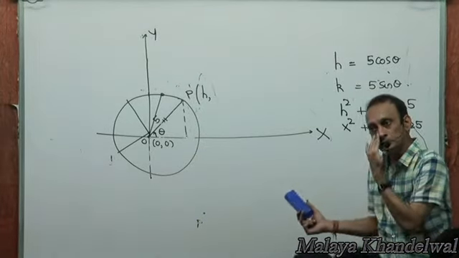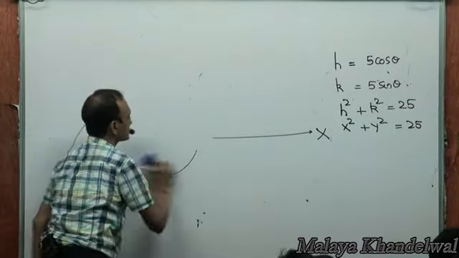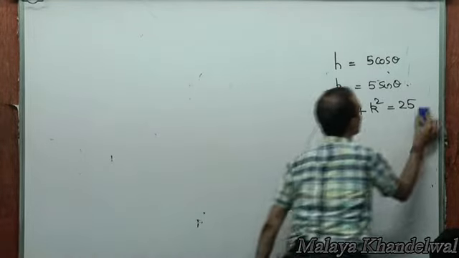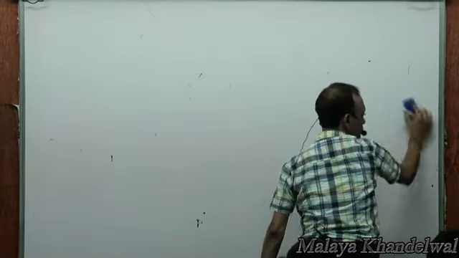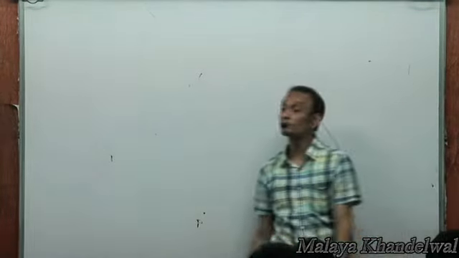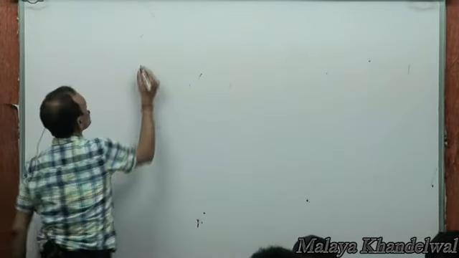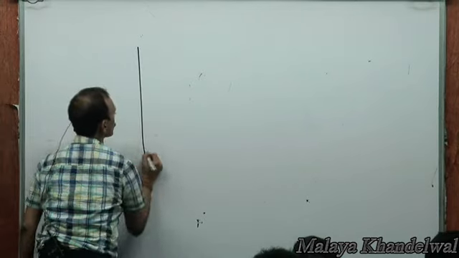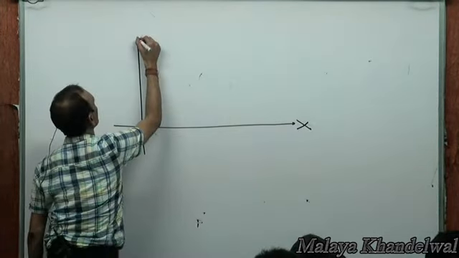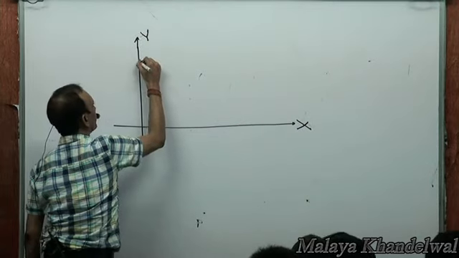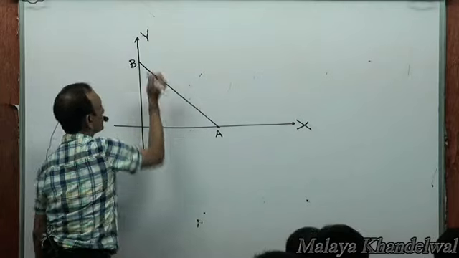Can I wipe this off? Suppose AB is a variable line.